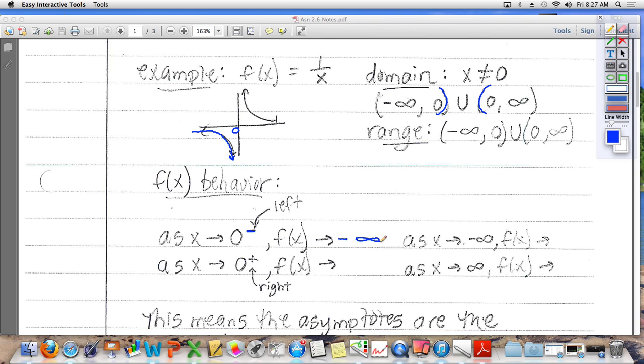What happens, though, if you are approaching an x value of 0 from the right? So as I'm coming over here from the right-hand side and I'm following the graph in, what's happening?